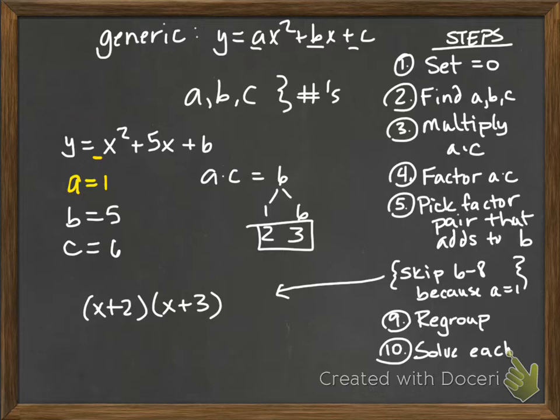Now we're going to move on to the case where your a is not a 1. Let's say we have f of x, which is really just another way of saying y. We have f of x equals 10x squared plus 13x minus 3. Notice that now the x squared has something in front of it. It's not just x squared all by itself.